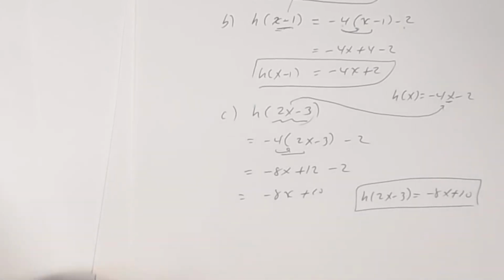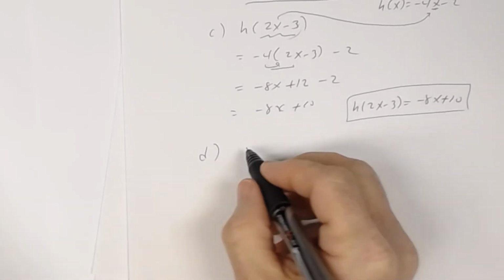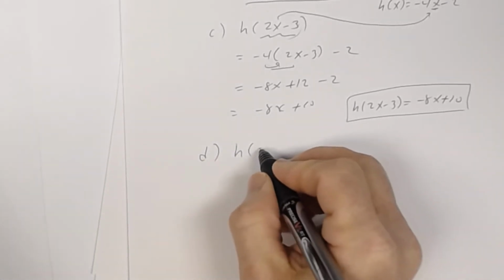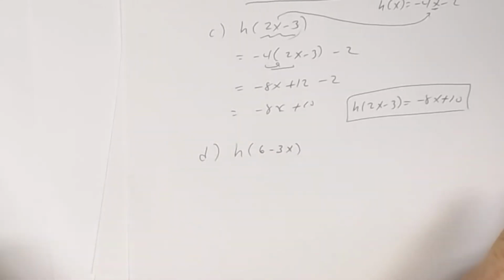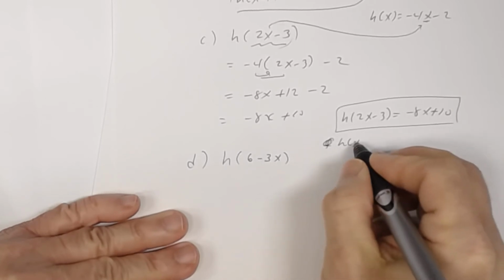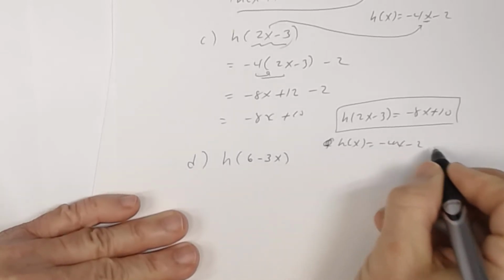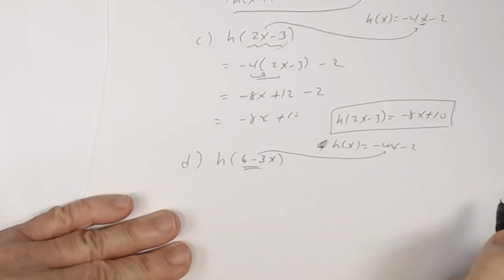All right, let's look at D. Suppose for D, you want to find h of 6 minus 3x. Again, let's rewrite the function. h of x is negative 4x minus 2. In place of this x, you're going to substitute 6 minus 3x.